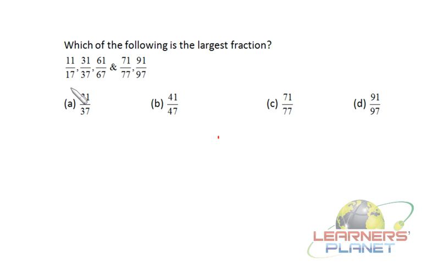But we can apply one logic over here. You just observe that in each case the difference between numerator and denominator is the same, that is 6. So whenever the difference between numerator and denominator is the same, the fraction which is having the higher numerator will be higher. So in all these cases 91 by 97 will be the highest. Okay, as simple as that.